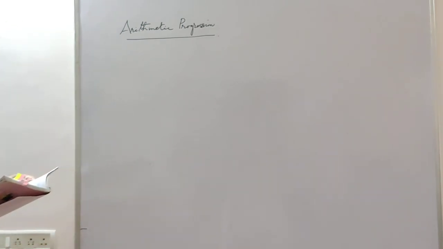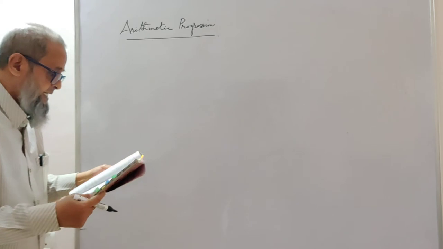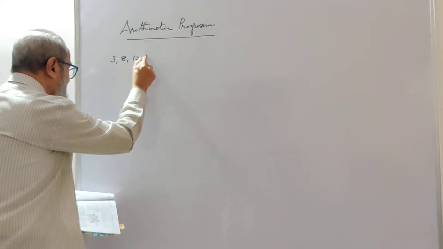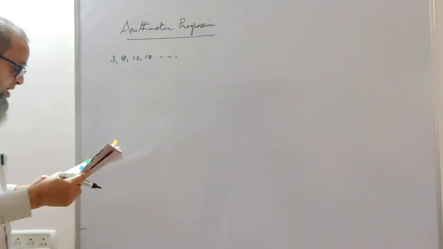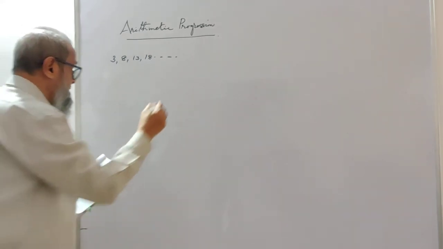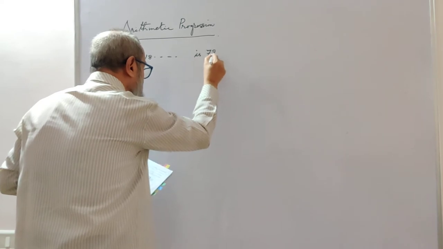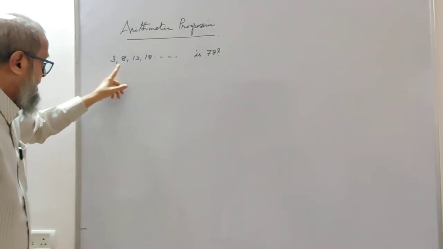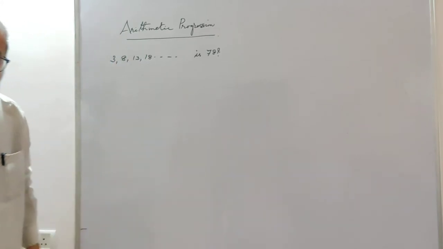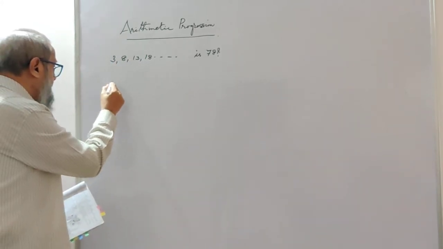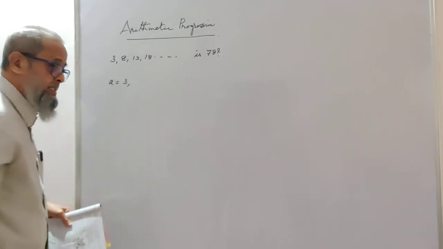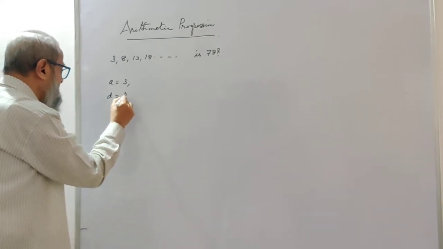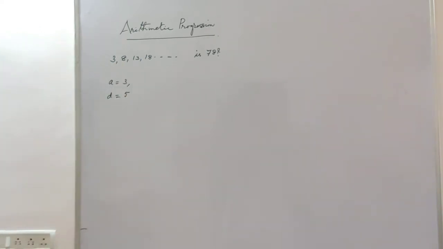Now, which term of the AP 3, 8, 13, 18, etc. is 78? This is the question. Here A is 3, right? The first term is 3, and the common difference D is 8 minus 3, or 13 minus 8, that is 5.